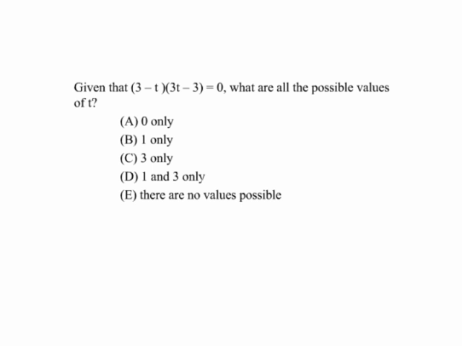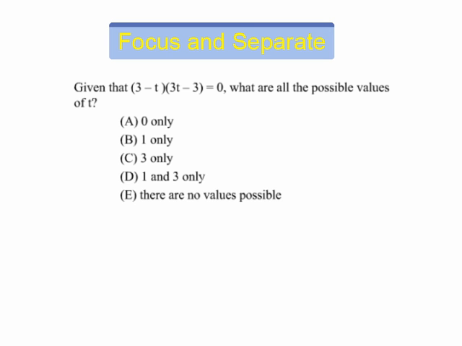Now, in this problem, we want to focus on what we need. And then you're going to have to separate the two elements of the equation. We have the product of 3 minus t and 3t minus 3 equals 0. That tells us either 3 minus t has to equal 0 or 3t minus 3 has to equal 0, because one or both of those have to be equal to 0.